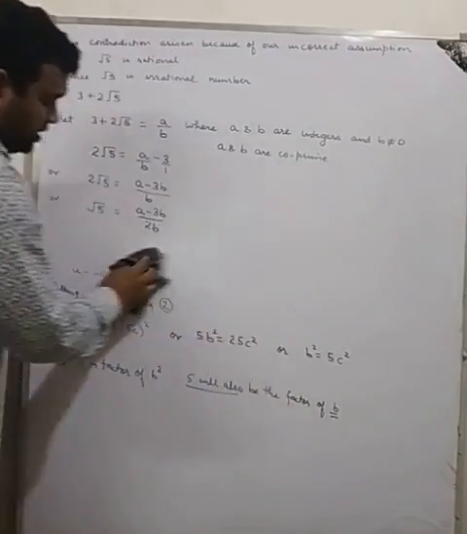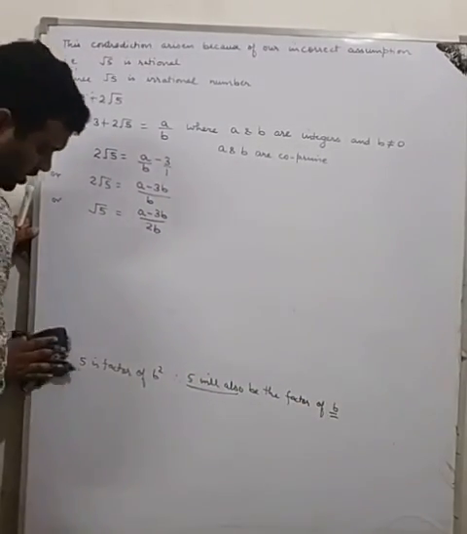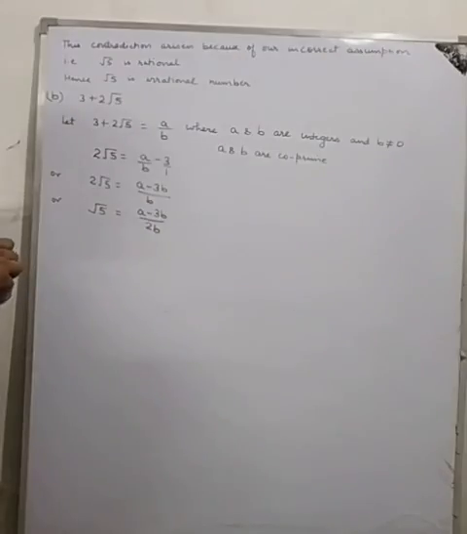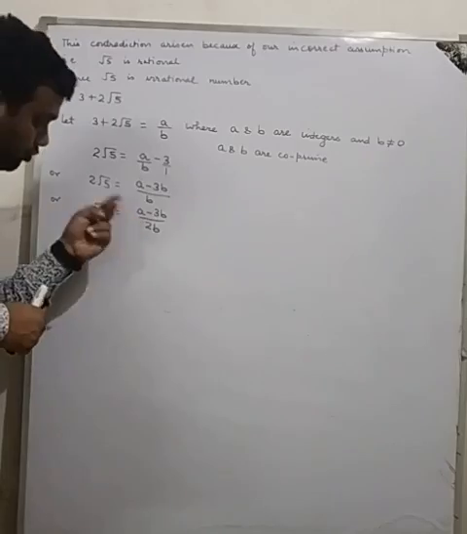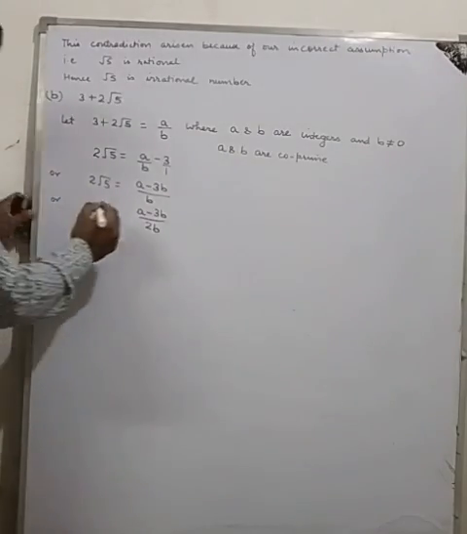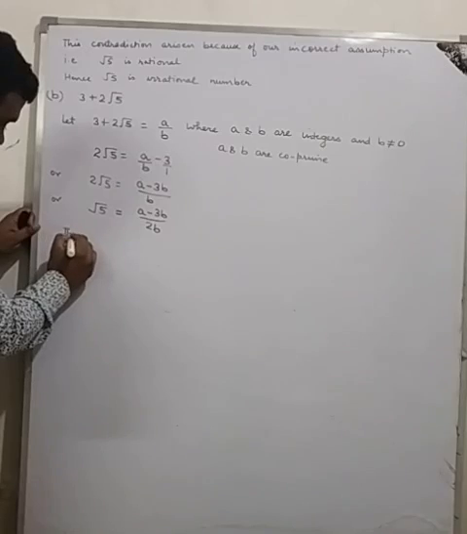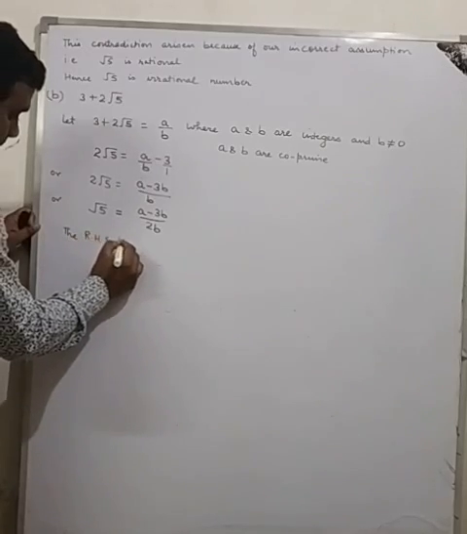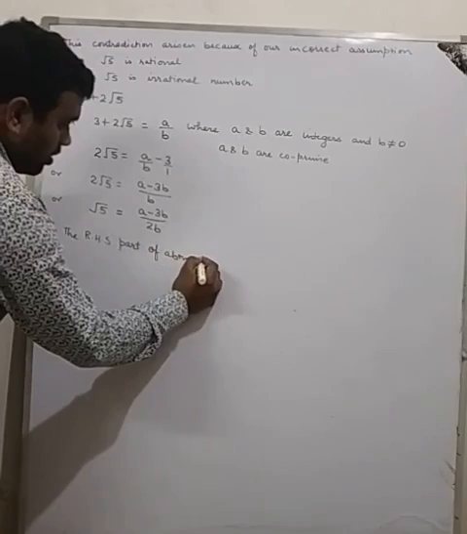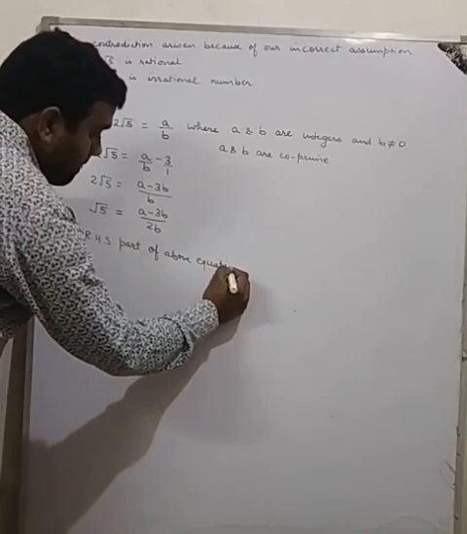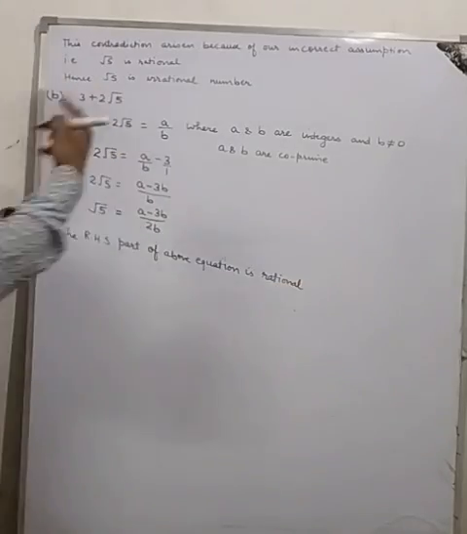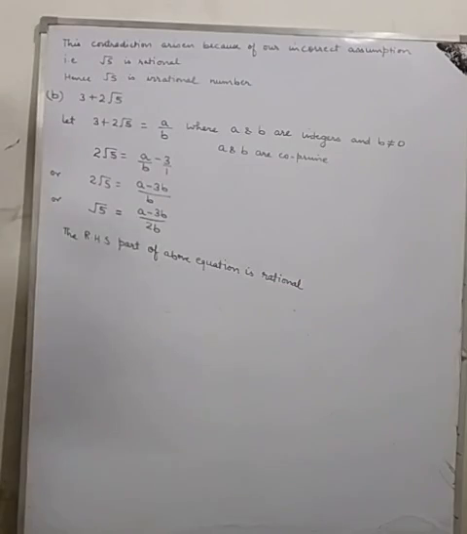As we all studied in class 7, the sum of two integers is an integer, the difference of two integers is an integer, and the division of two integers is rational. Means the RHS part of the above equation is rational, and we already know that root 5 is irrational.